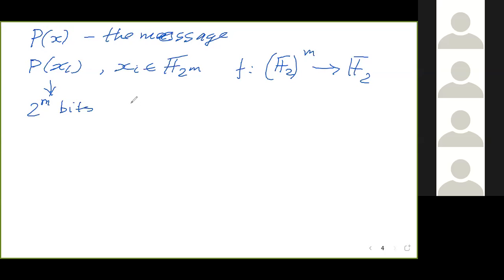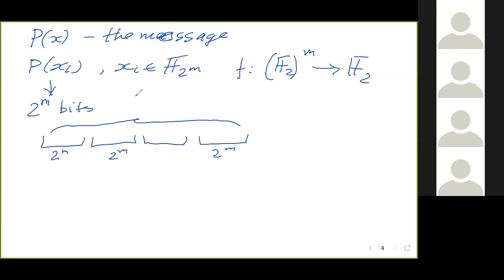So this is how our code words look. Let's write this. This is our code words. It has 2 to the m, 2 to the m, 2 to the m, and the total number of blocks is also 2 to the m. So these are bits. This is Hadamard encoding of the values.